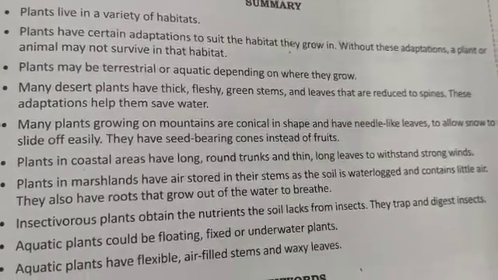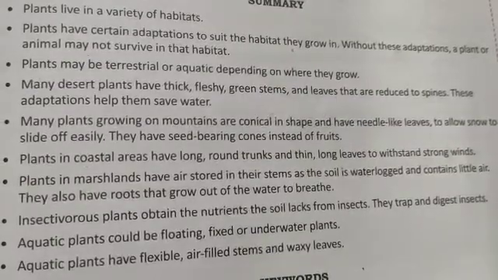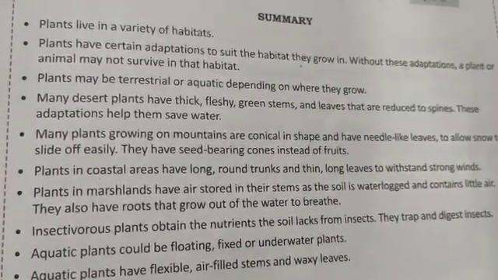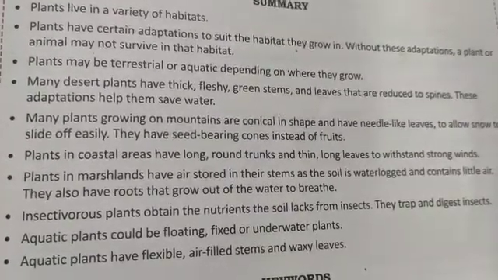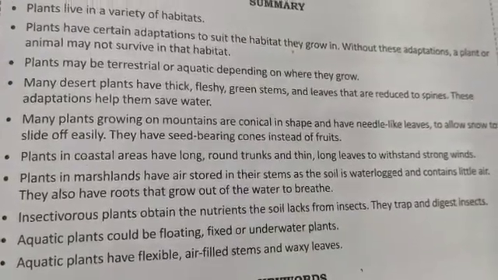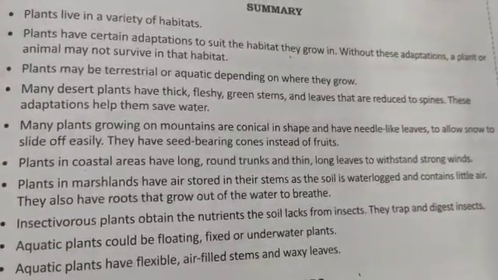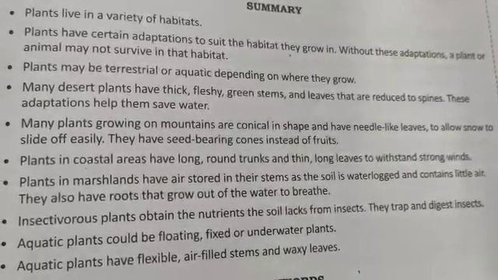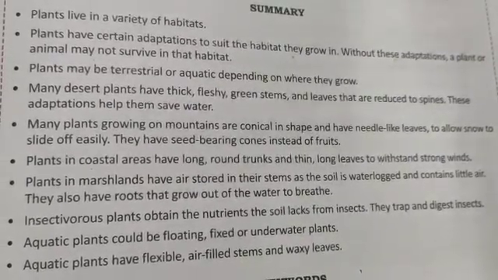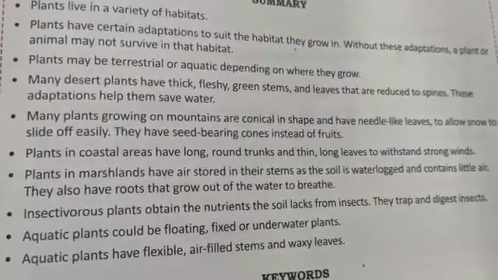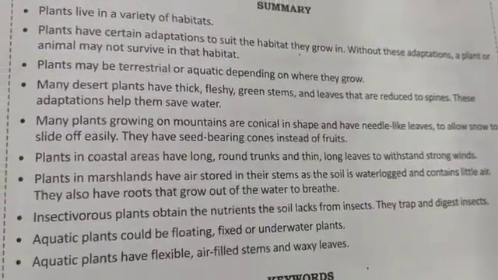Many desert plants have thick fleshy green stems and leaves that are reduced to spines. These adaptations help them save water. And you know what these stems do? They take part in photosynthesis. Many plants growing on mountains are conical in shape and have needle-like leaves to allow snow to slide off easily. So, why are the mountainous trees shaped like cones? So that the snow does not accumulate on them, and falls down. And they have seed-bearing cones instead of fruits. Plants in coastal areas have long round trunks and thin long leaves to withstand strong winds. So that is their adaptation.